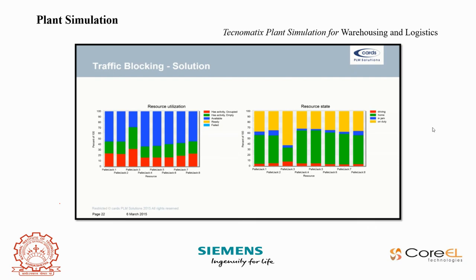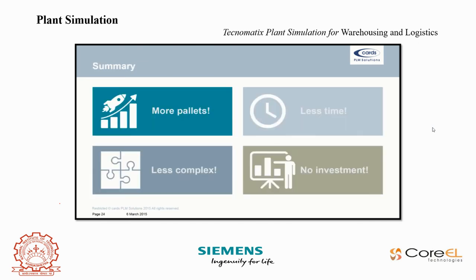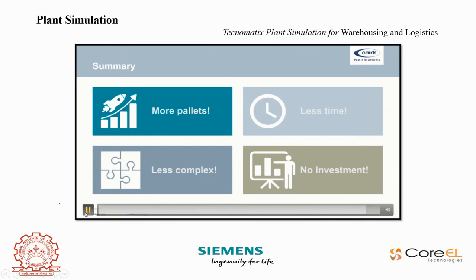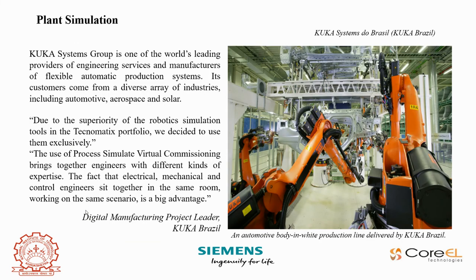As a result, the pallet jack availability goes up to 55%, which saves Dolciana a few pallet jacks, and the queuing time goes down to an acceptable 5%. In summary, Dolciana's solution handles more pallets in less time, with less complexity, and has no investment required.